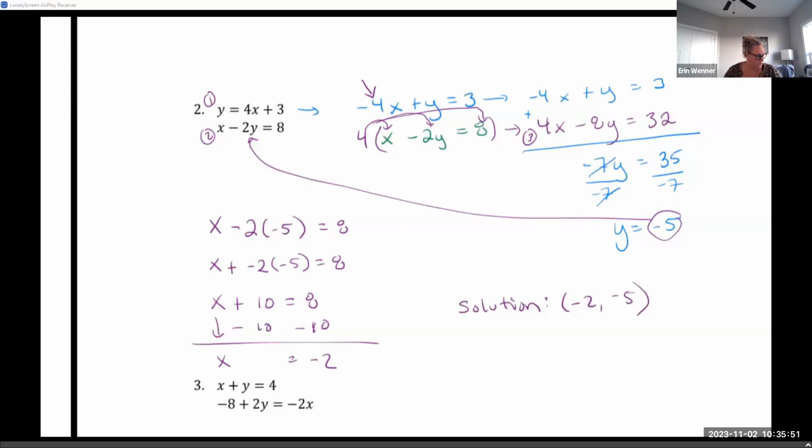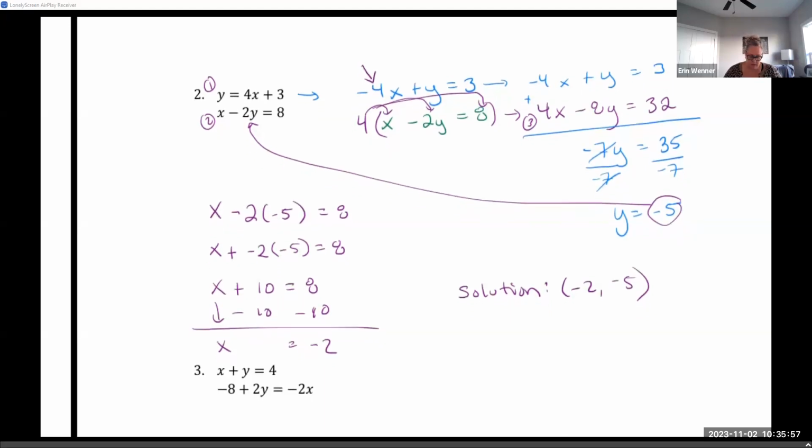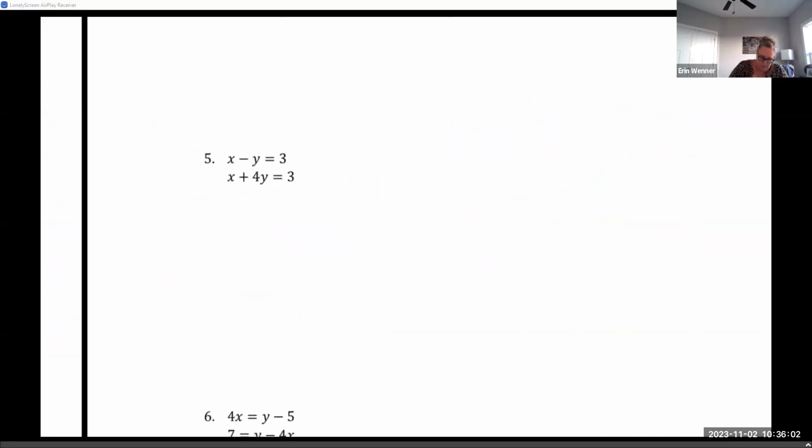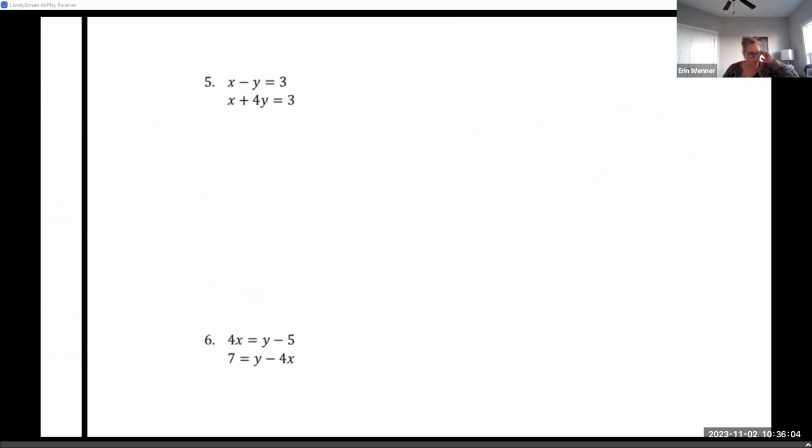I'm going to wait and do 3 and 4. If we go to the next page, we're going to look at number 5, right? This one right here. I want you to try number 5 yourself. You will get a solution. So think about what you would need to multiply by to get those to cancel out, right? I want you to practice that elimination method, and then send me your answer in a direct message.